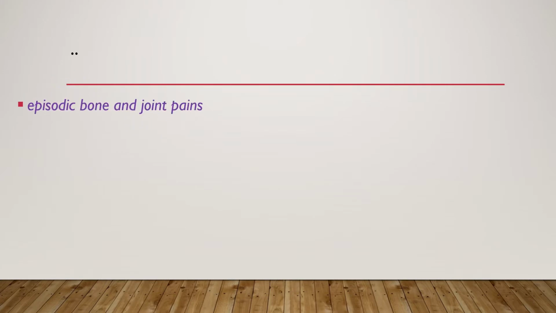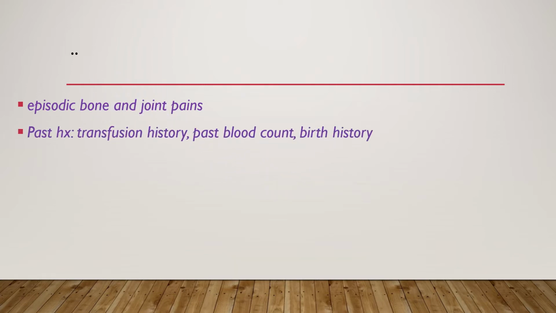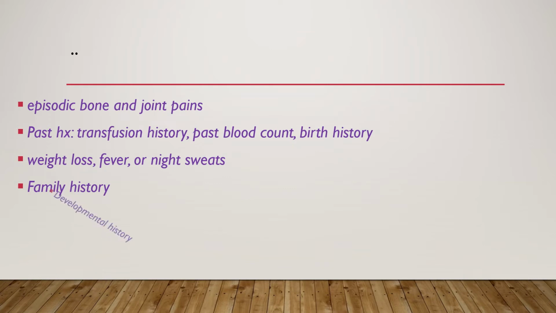We should also ask about episodic bone or joint pain. For example, if there is a certain malignancy that causes anemia, it might also cause, in addition, episodic bone or joint pain. And also asking history of transfusion, asking past blood count, if it's available on the registry, is important. And asking for weight loss, fever, and night sweats, additional symptoms, is also important to know the diagnosis. And also asking family history is important, and developmental history and trauma history should be asked.